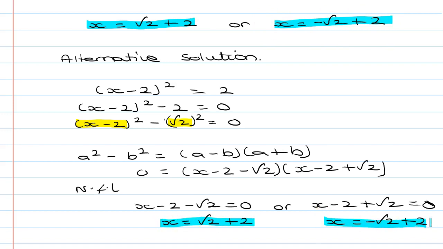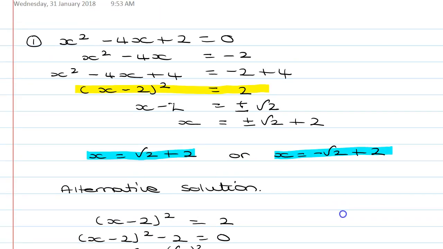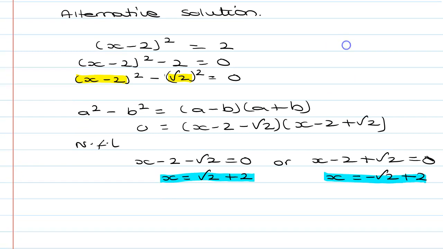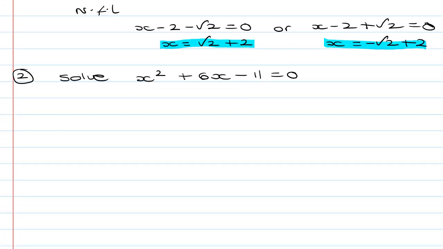You need to decide which one you prefer. If you're the sort of person who's going to forget that when you square root you have 2 answers, then this may be the way to go forward. Let me do another one: x squared plus 6x minus 11 equals 0. I'm going to complete the square. I will move the 11 over to the right hand side, and then I'm going to create a perfect square here on the left, which means I need to add 3 squared to both sides. So I'll be adding 9 to both sides.